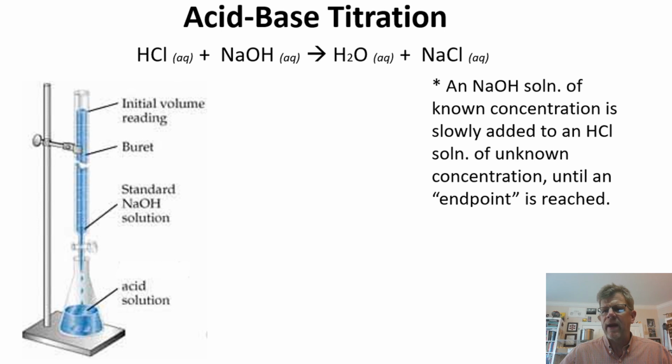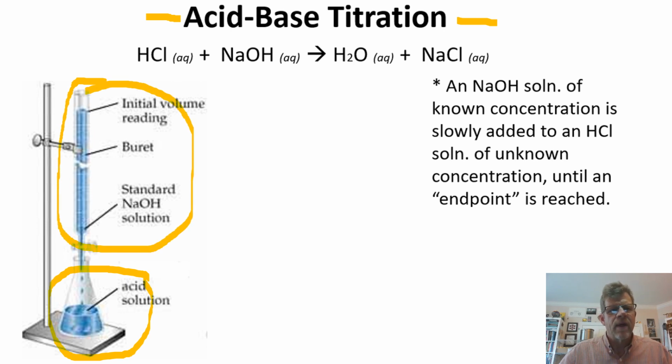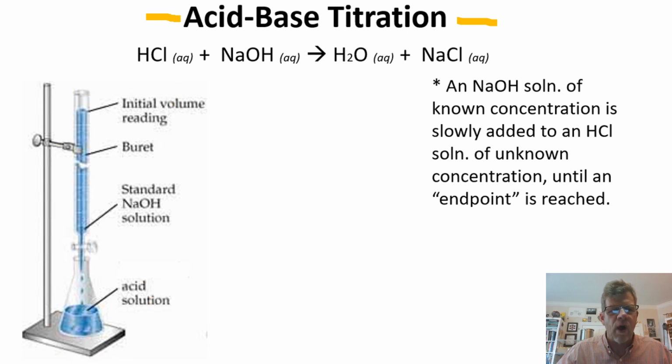So let's look at another way of carrying out solution stoichiometry. And this way is by what's called acid-base titration. This is actually a lab that we're going to be doing very shortly. Acid-base titration essentially means that we have an acidic solution to which we are adding slowly and methodically an NaOH solution through a burette, which means we can know exactly the volume of NaOH solution added to it. And we keep doing that until all of the acid is used up. Essentially, we've neutralized the reaction.